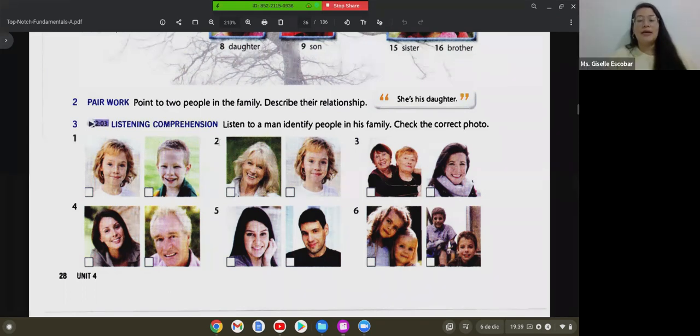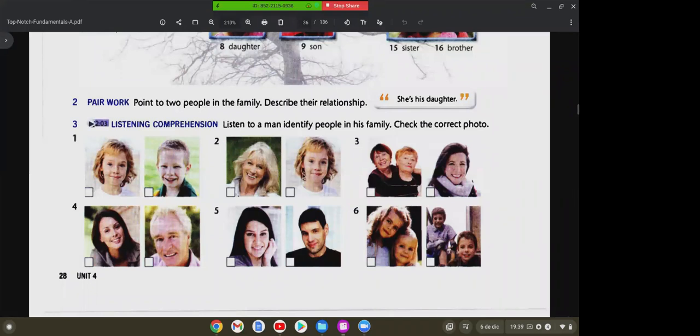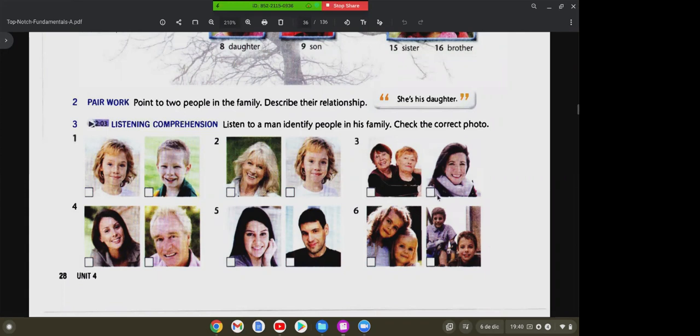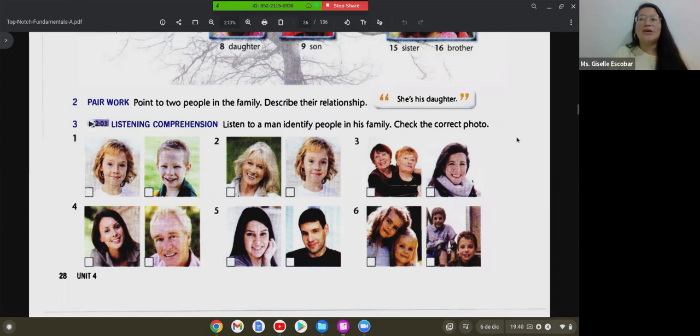Brian, in number 2, which picture? Picture number 1. Picture number 1, exactly. Erica, in the third part, picture number 1 or picture number 2? Number 1. Okay, so he said they are my sisters.